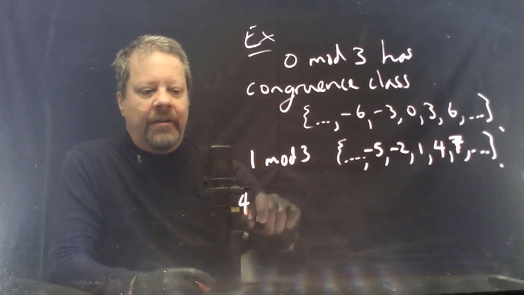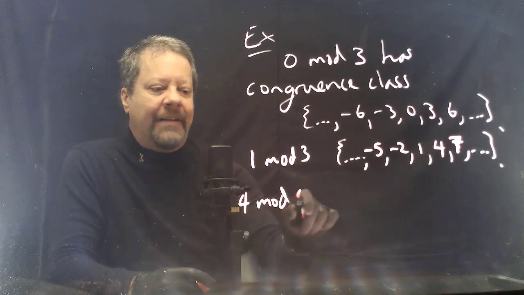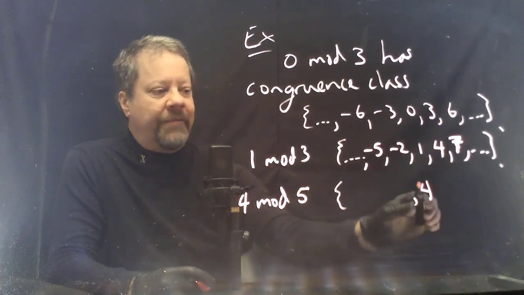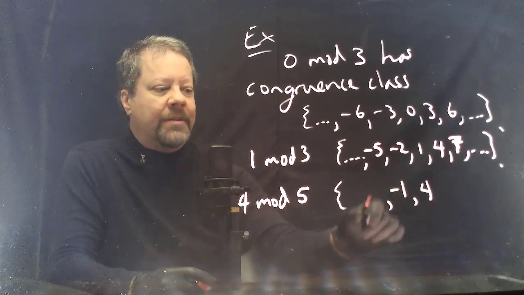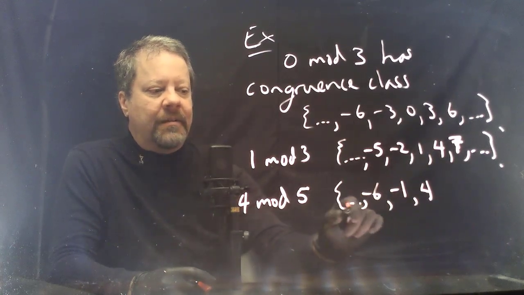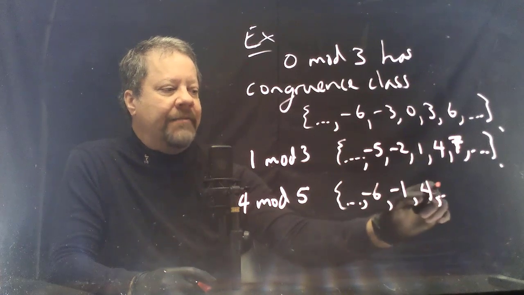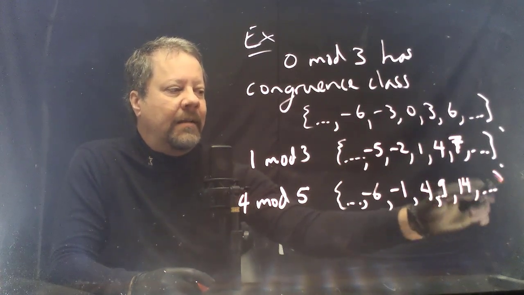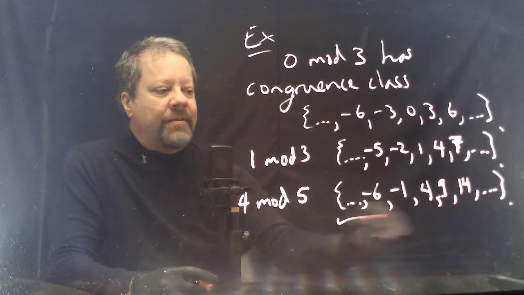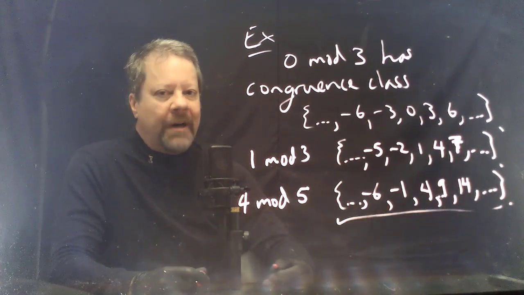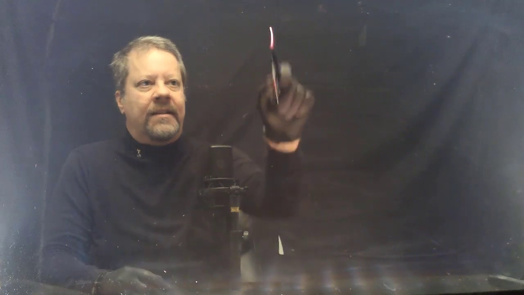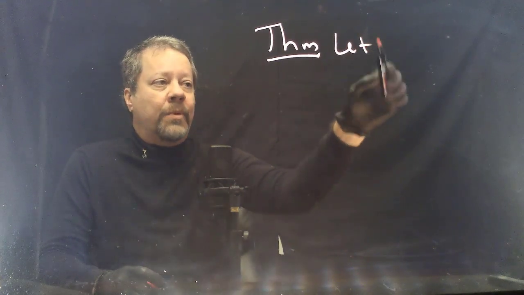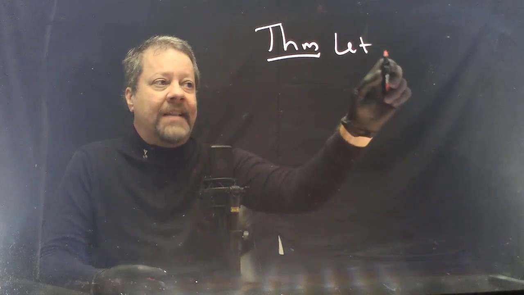What about 4 mod 5? We'll have 4. If we subtract 5, we'll get negative 1. Subtract 5, you get negative 6. If you add 5, you'll get 9. If you add 5 again, you get 14, and so on. So this will be the congruence class of 4 mod 5. This modular arithmetic may seem a little different than usual arithmetic, but it satisfies some of the same rules.